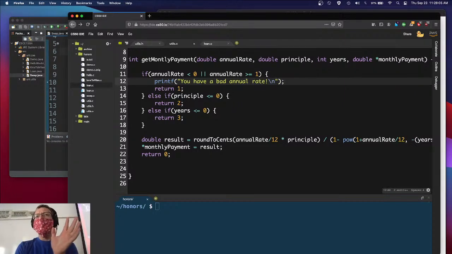So I'll return 1. So I won't just exit on them, but I will also print an error message to the standard output. Does that sound like a good, solid design approach? Why not? One, I'm still taking a little bit of the decision away from you, right? And 2, what else? Yeah, what if it wanted to print a different error message, right?